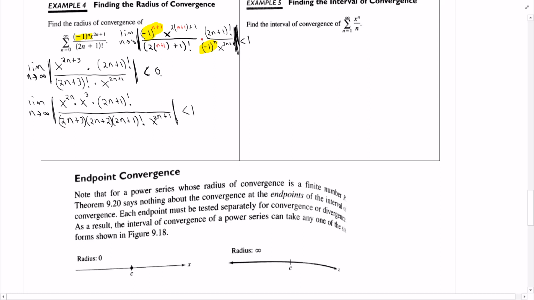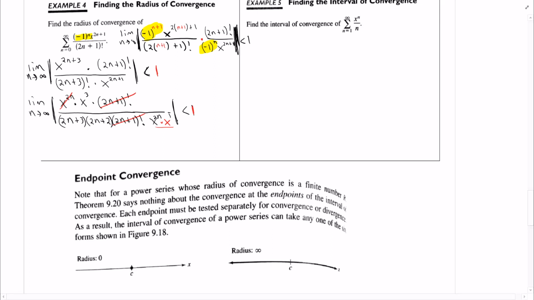And we're trying to show this is less than, I keep writing 0, it's less than 1, right? If you wrote a 0 up here, please change it to a 1. It's less than 1. So what's going to cancel is this x to the 2n. Oh, sorry, let's go and simplify this too. It's x to the 2n times x to the 1, right? That's that same property. And then this (2n plus 1) factorial will cancel that (2n plus 1) factorial.